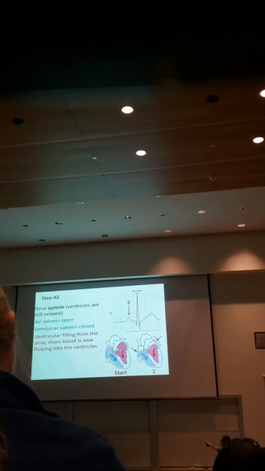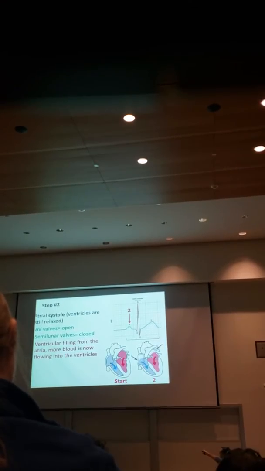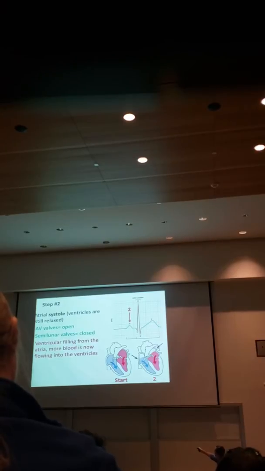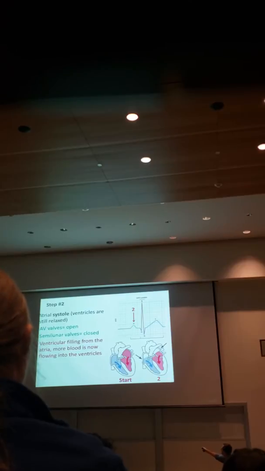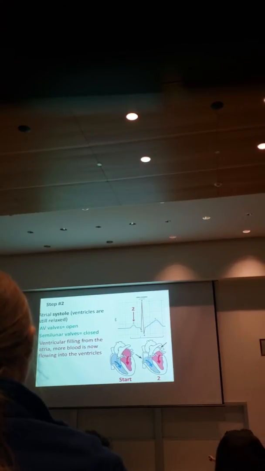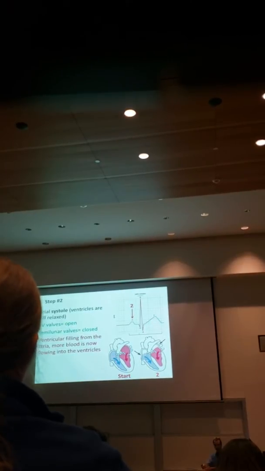So we're talking about number 2. The atria are getting into the systole, and you can see the systole by this change in the angle in the atrial wall. So they physically contract. The ventricles are still relaxed because of the delay in the AV node. AV valves are still open, semilunar valves are still closed, nothing changed here. And we have ventricular filling from the atria to the ventricles.